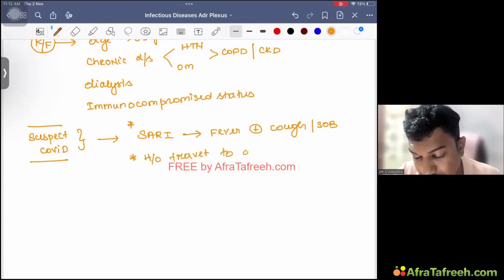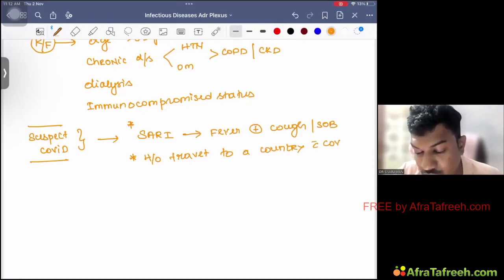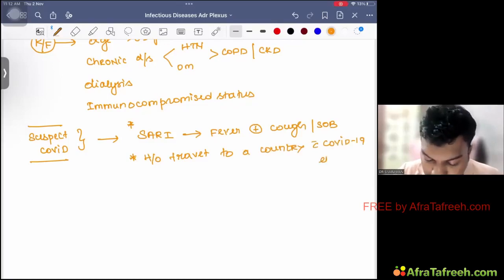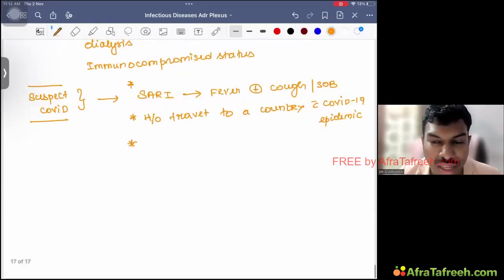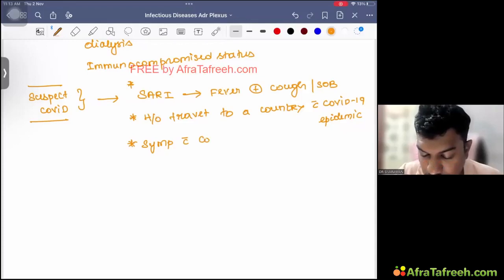Previously it was told to consider a country with a COVID-19 epidemic. Previously it was considered only in those patients who traveled to a country where there was a COVID epidemic. But nowadays it is everywhere. So any travel, then you have to consider COVID. And a symptomatic patient with contact with a positive case in the last 14 days.